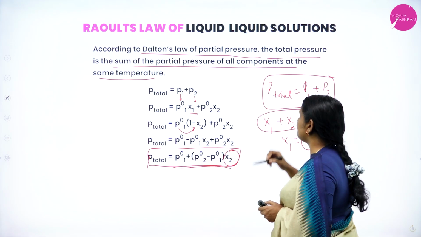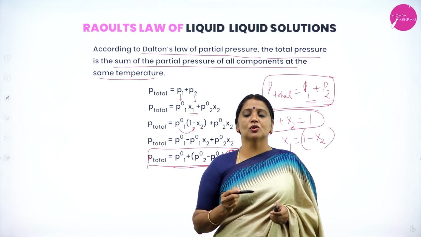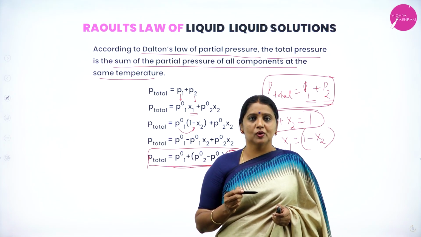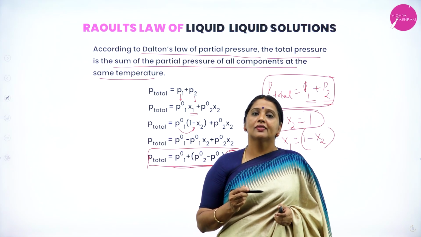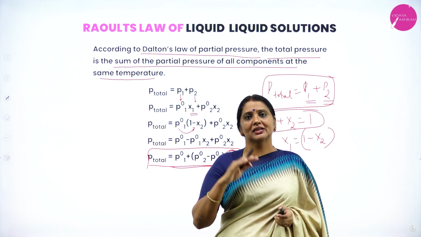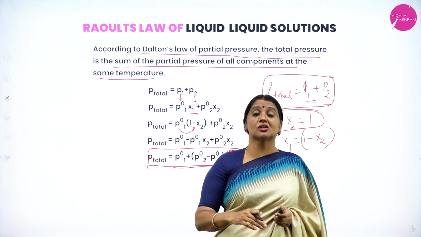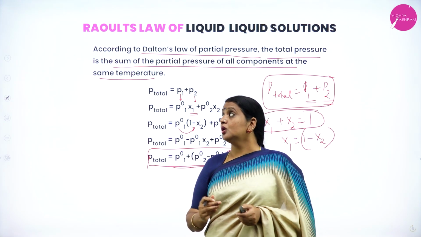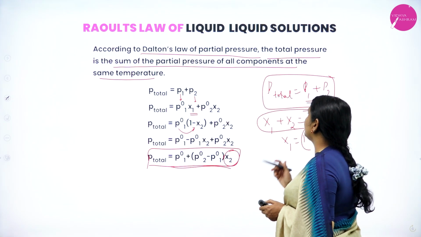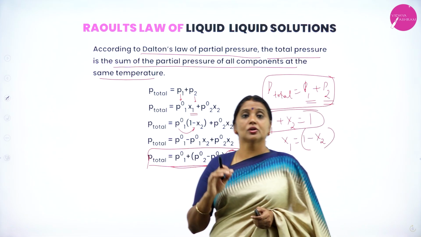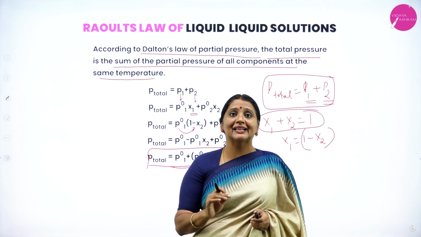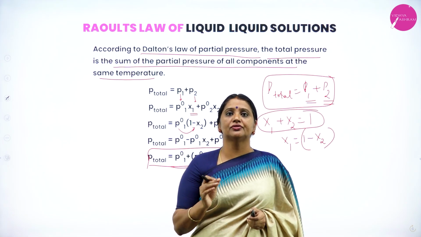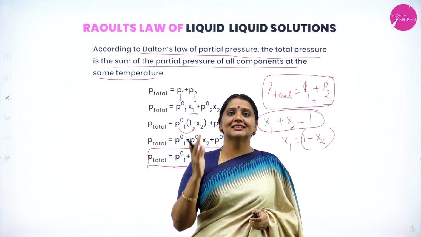You should remember the very important point that the sum of the mole fractions of components 1 and 2, that is X1 plus X2, is always equal to 1. Therefore, X1 is equal to 1 minus X2, or X2 is equal to 1 minus X1. If you want to calculate the total pressure of a solution, you should take the sum of the partial pressures of the components present in the solution.